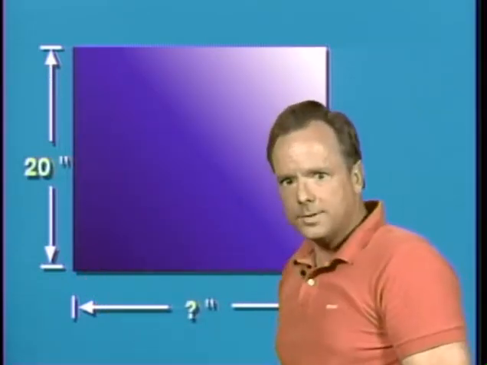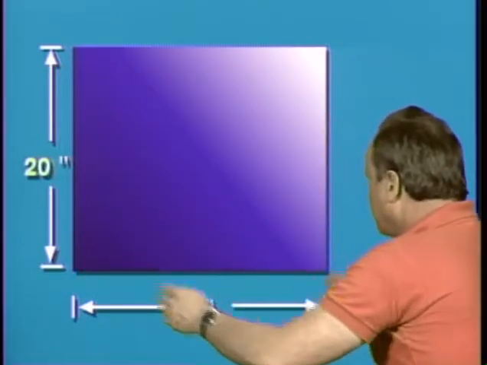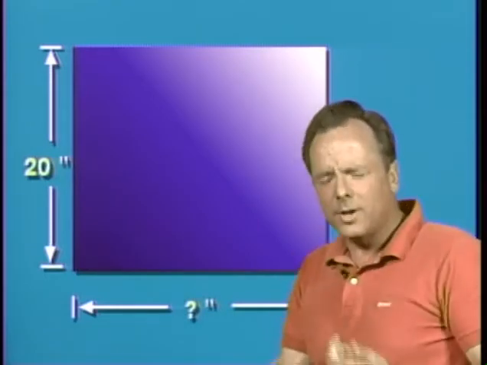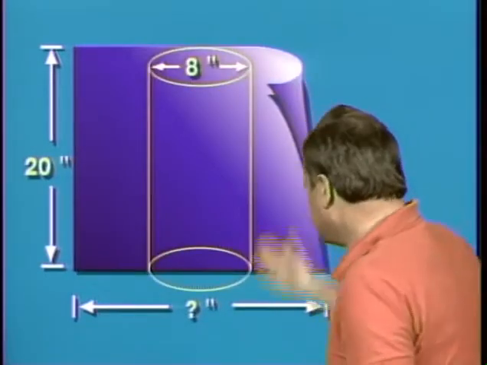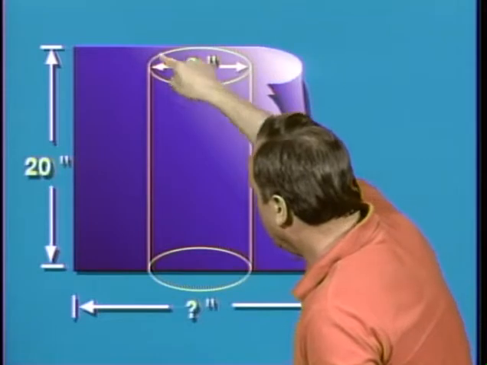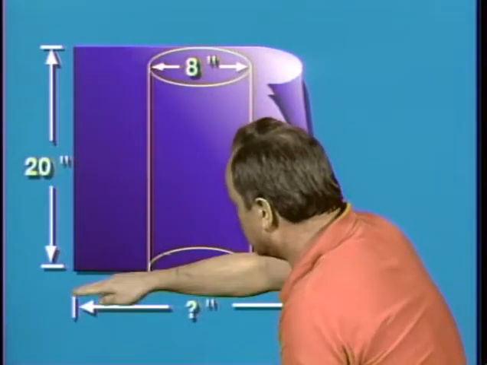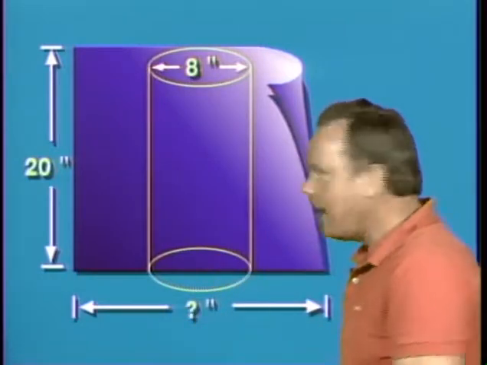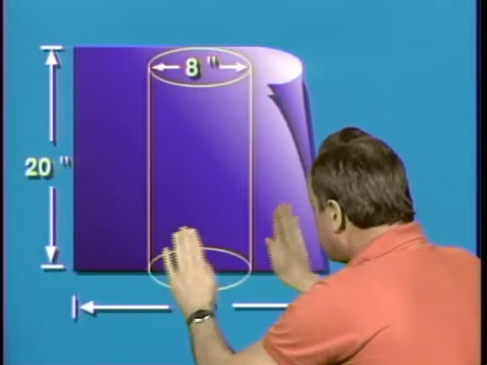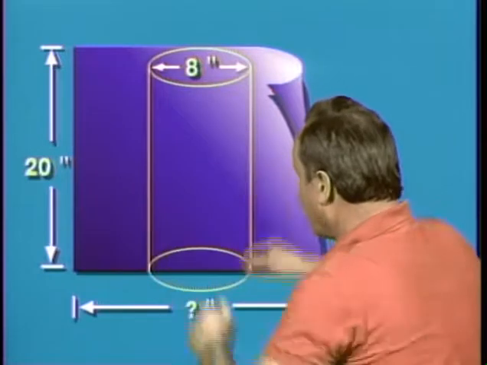Now the question we're going to ask is, how wide a piece of sheet metal do we have to make the cylinder? Let's take a look at the cylinder we're going to make. We're going to make a cylinder by wrapping the sheet metal around, and we want the cylinder to have 8 inches of diameter. We want it to be 20 inches tall. Well, the question is, if we want 8 inches diameter, how much sheet metal do we have to use to do that, wrapping it around?